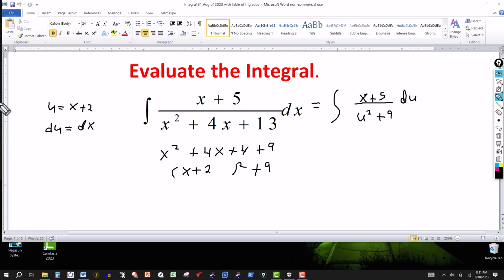Now I need to replace the x plus 5 by something to make it into an expression involving the variable u. Let's see, if I solve this for x, x will equal u minus 2. And I want something for x plus 5, so let's add 5 to both sides. So I get x plus 5, and 5 added to this side will give us u plus 3. So now instead of x plus 5, I can put u plus 3 here.